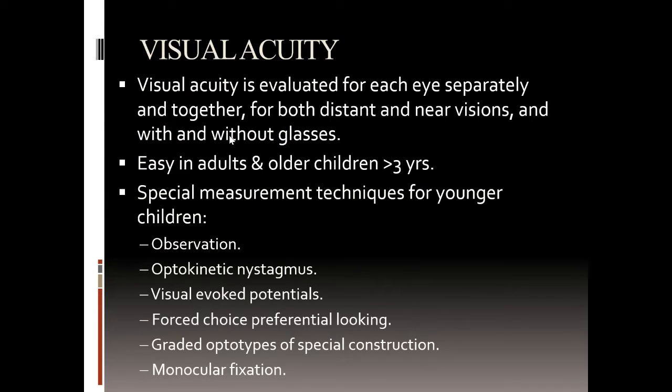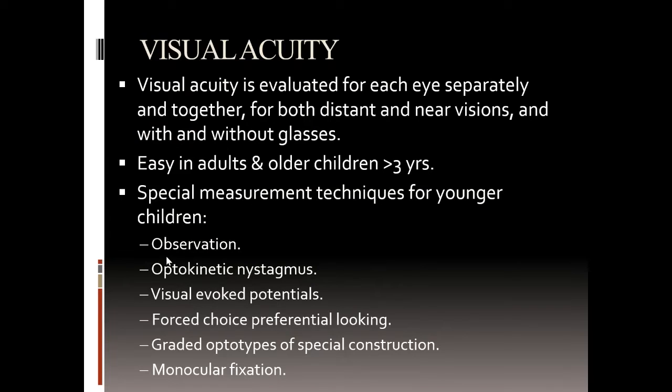The first and foremost thing is to evaluate the visual acuity, and this has to be evaluated separately for each eye and together, both for distance and near. It is very easy in adults to assess visual acuity, and in children older than 3 to 4 years, but in very young children it becomes very difficult. So these are some of the methods that can be used. I know visual acuity is not really the topic, but before we talk about strabismus, we have to talk about visual acuity in children, which is very important.